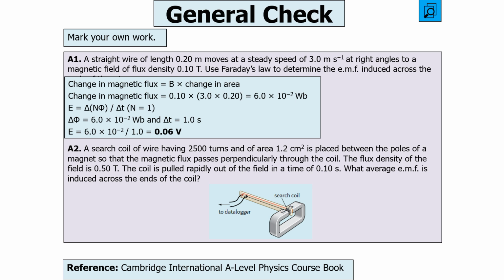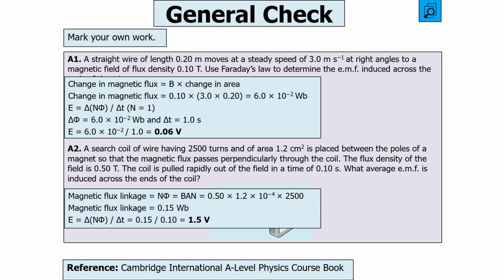Now this next one again, flux linkage is equal to N phi, so it's BAN. So you work out the magnetic flux linkage by doing 0.5 times by 1.2 times 10 to the minus 4, centimeters squared into meters squared, times by 2,500. That gets you 0.15 Webers. Now you'll notice when you're out of the field, the flux linkage will be 0 Webers. So therefore the change in flux linkage will be 0.15 Weber turns, because it's 0.15 minus 0. You then divide it by the time, 0.10, so it's 1.5 volts.